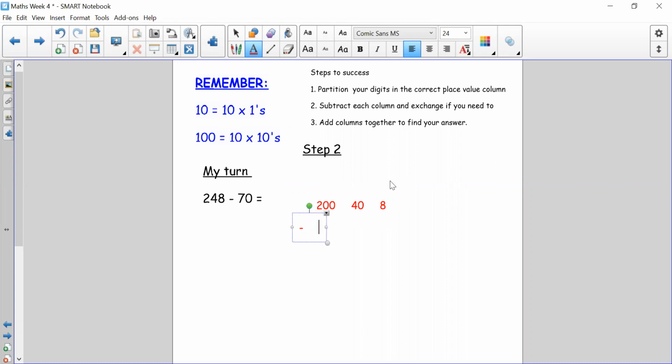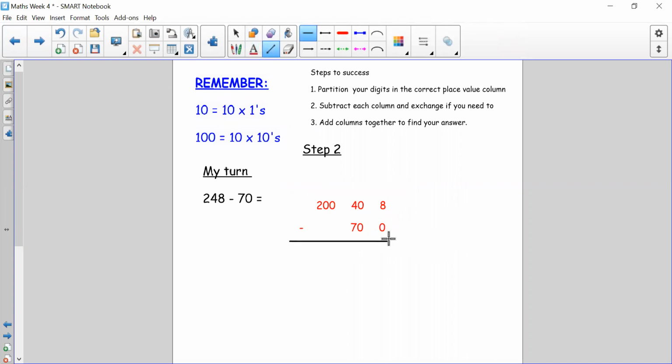So I'm only going to have 70 in my tens column. 70, and you can put a 0 in your ones if you want to, because you don't have any ones. You can do that, it's not a problem. You can leave it clear as well if you want to leave it clear. If you don't want to put a 0 in there, it's not a problem at all.